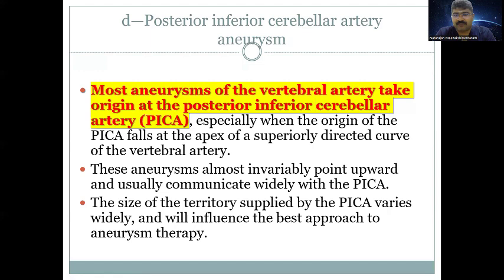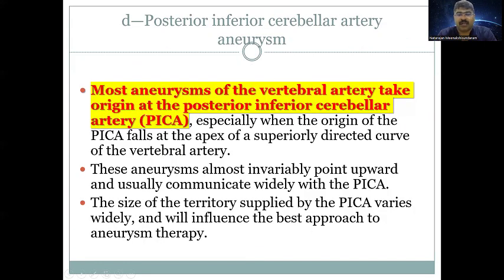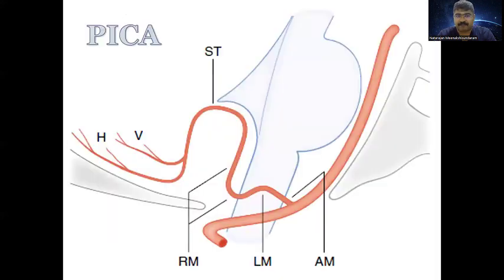Most aneurysms of the vertebral artery take origin at the PICA, especially when the origin of the PICA falls at the apex of a superiorly directed curve of the vertebral artery. That is why these aneurysms are directed upward, and usually they communicate widely with the PICA. The size of the territory supplied by the PICA varies widely and will influence the best approach to aneurysm therapy.